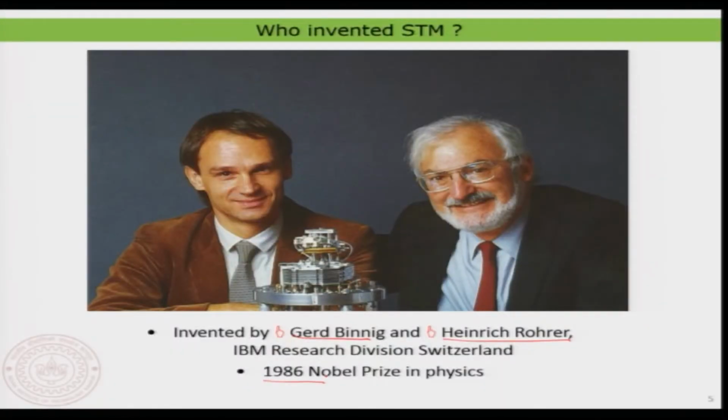But I want to recollect a story at this point. In 1986, when they got the Nobel Prize in physics for the discovery of microscopy, there was another person who also got the Nobel Prize in physics for microscopy. That was for electron microscopy, and it was given to Ernst Ruska. The interesting thing is that he invented the electron microscope in 1933, but he got the Nobel Prize after 53 years.